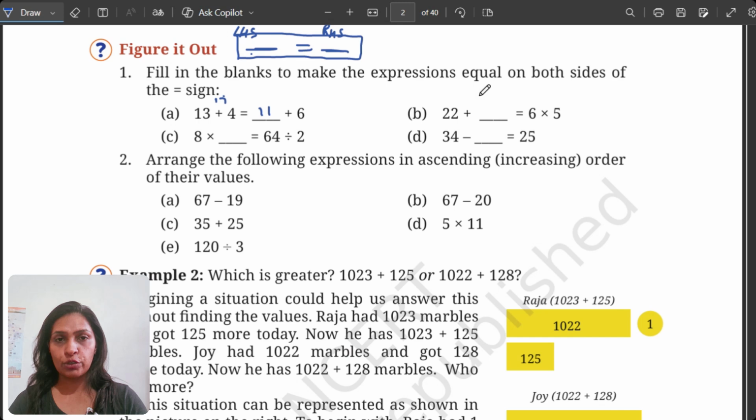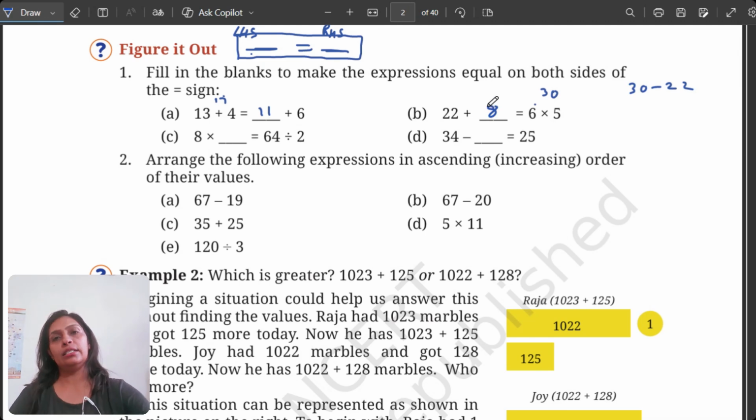Now let's work on this one. 22 plus dash. What number should be coming in this blank? And I have also given 6 plus 6 multiplied by 5. So first work on that portion whose answer you already know. 6 into 5 is 30. Now think what should be added to 22 to make it 30. Again, you can do it in your mind, or if you are getting confused, you can simply do 30 minus 22, which gives you the answer, that is 8.